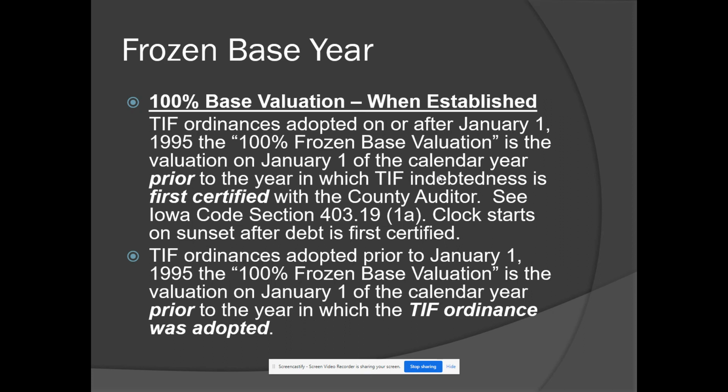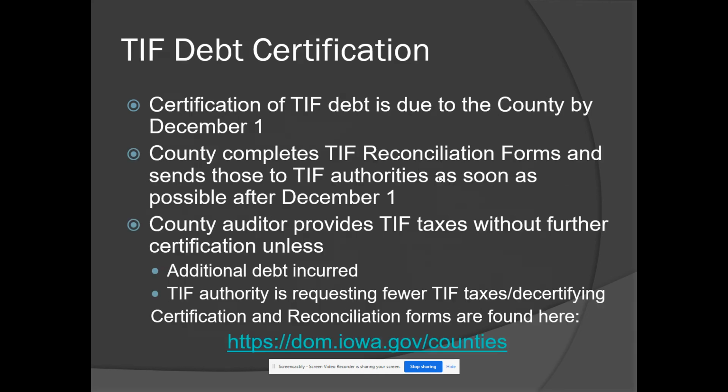Keep in mind, though, if it's an amendment to an existing plan for that area, with parcels amended into the plan and into the area, the frozen base year for those parcels would be January 1 of the calendar year prior to the year in which the ordinance is passed to amend that particular piece. So it is a little bit different if we're talking about an amendment to an existing area.